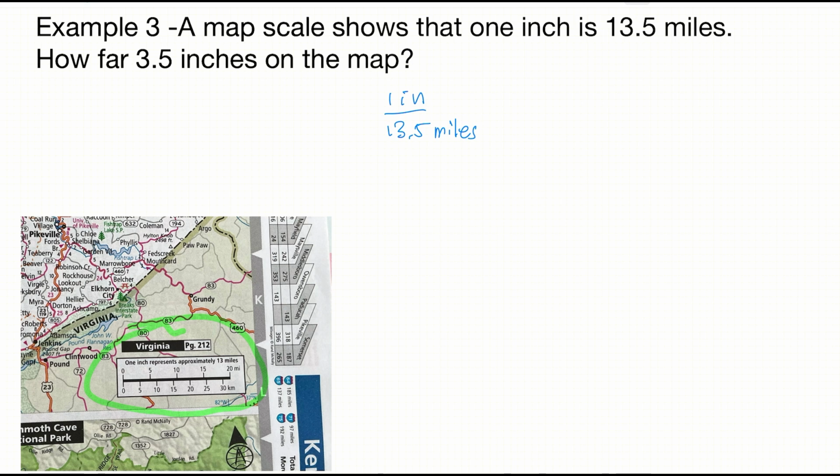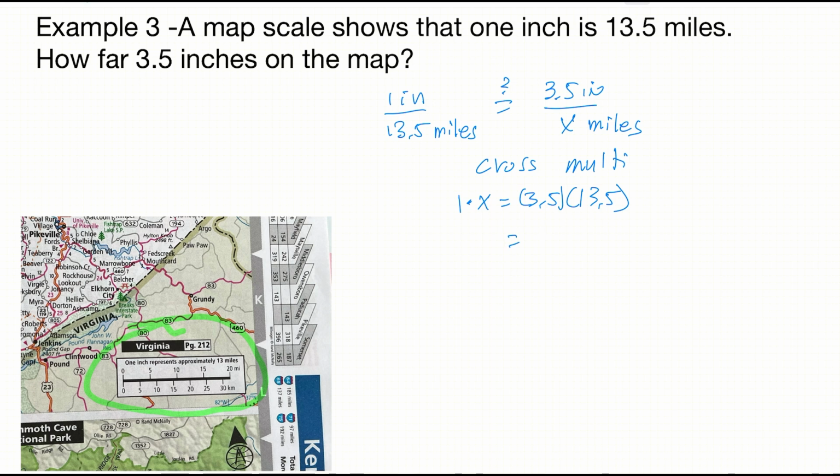That's our ratio. Now, we want to go 3.5 inches on the map. How many miles does that represent? This would be like if you're trying to figure out a distance on a trip, for instance. We're going to do our cross multiplication again. And so we're going to get 1 times x is equal to 3.5 times 13.5. That's equal to 45.5, and that's going to be miles, because that's just x.